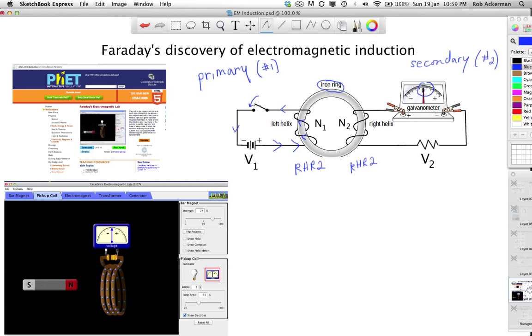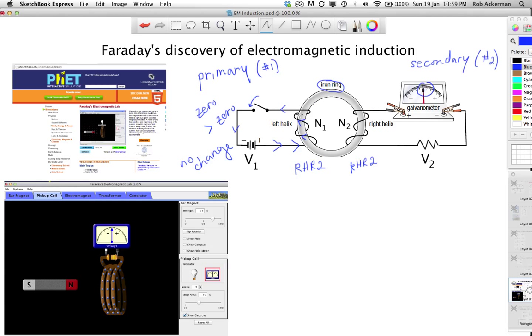That's because you have changed the magnetic field from 0 to greater than 0. However, once the switch has been closed for a while, there is no more change. And because there's no change, it's like having this magnet just sit where it is. There's no current flowing. That's why the needle goes back to 0.